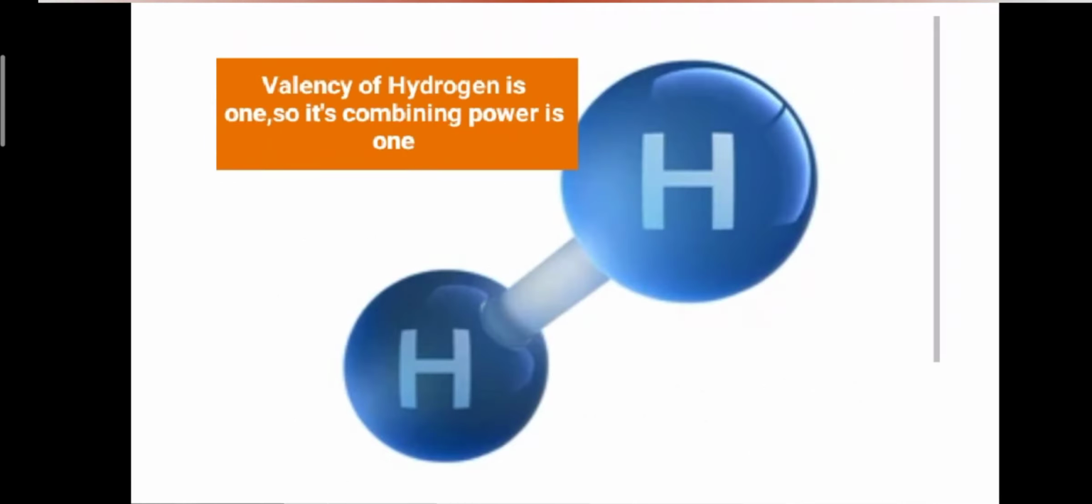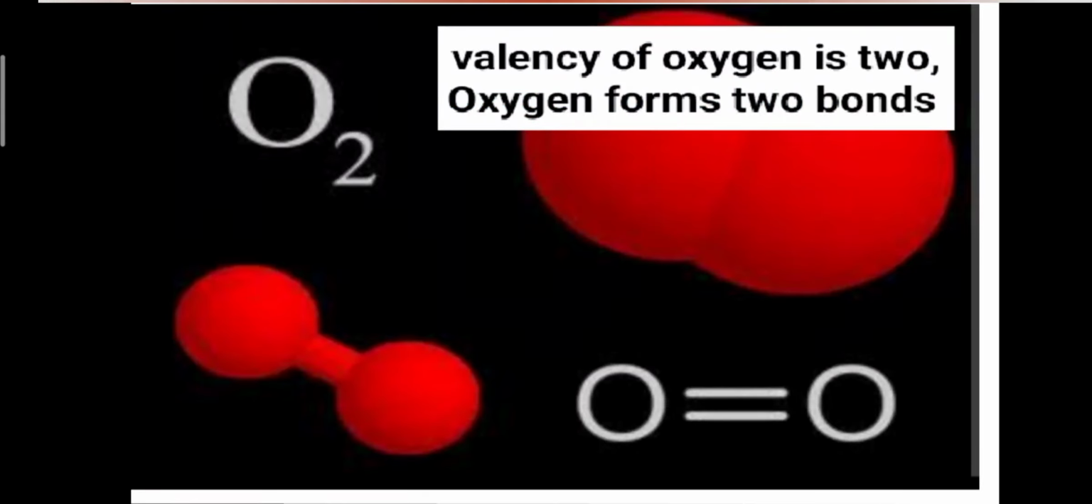For example, the valency of hydrogen is 1. So its combining power is 1. Hydrogen forms only one bond. The valency of oxygen is 2. So oxygen forms 2 bonds because its combining power is 2.